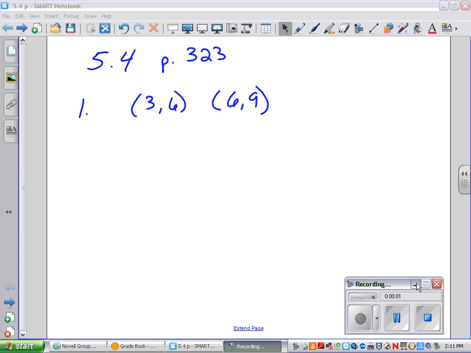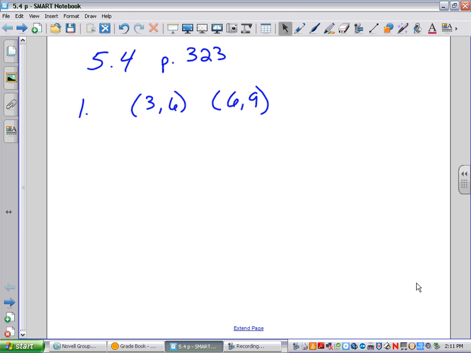All right, hello. We're ready for these notes, 5.4 in the textbook. I'm on page 323. And the directions say, find the slope of the line that goes through these 2 points. And there's a formula for it. And the formula is on my wall. It's a pink poster up on the wall.